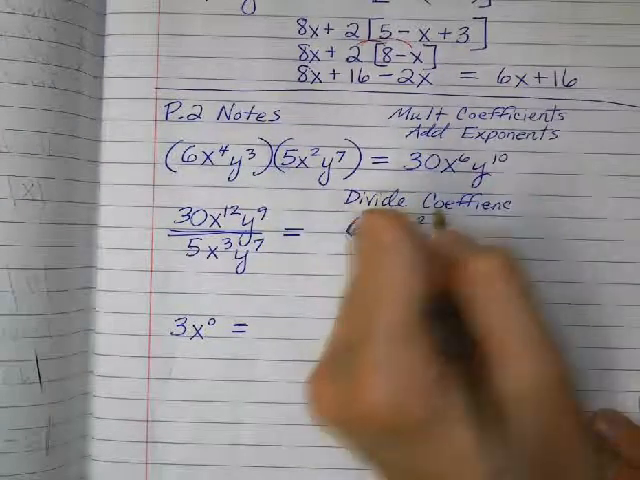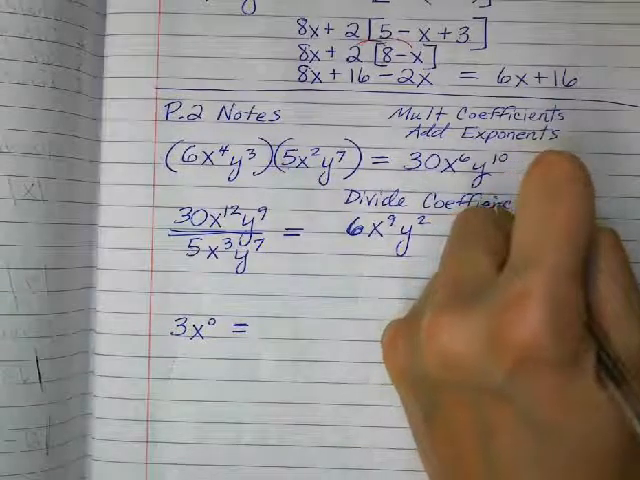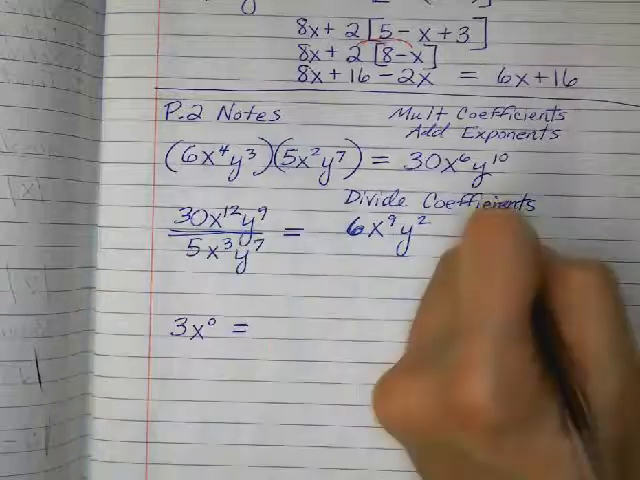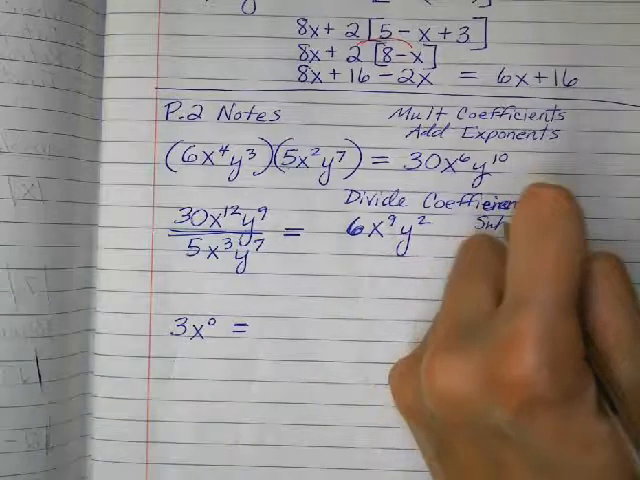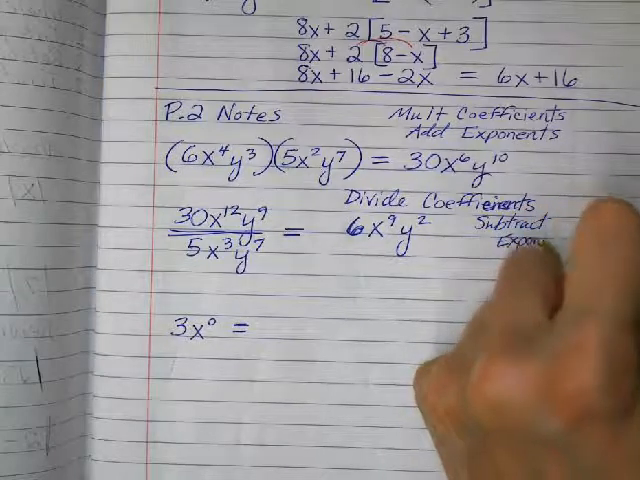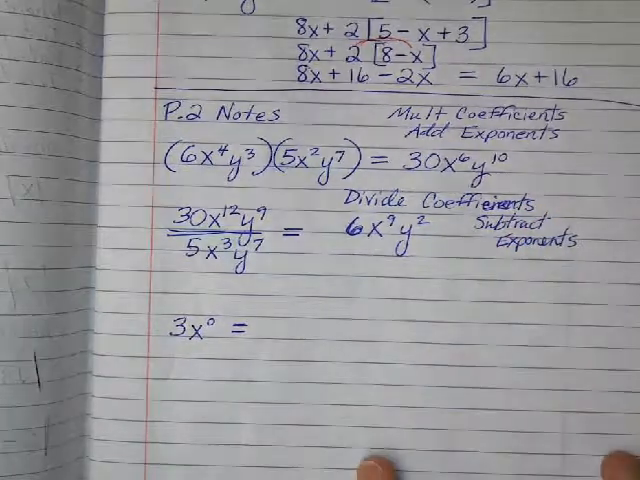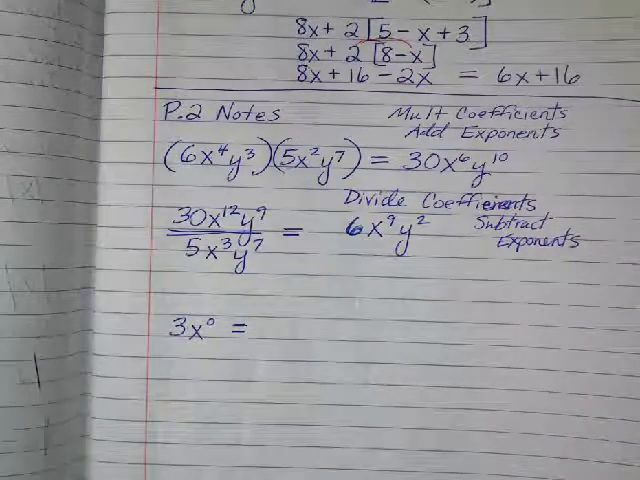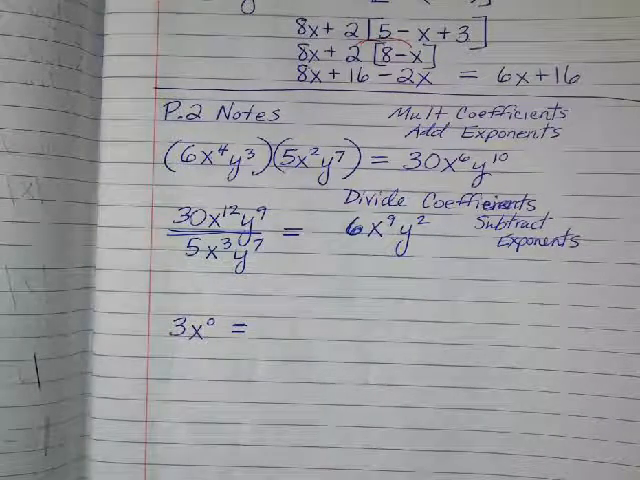Oops, I spelled it wrong. C-E-N-T-S. That's sloppy. Divide your coefficients and subtract your exponents. Write little notes for yourself if you need to. It's notes for you, but some people might say, I don't need to write that, I got it. It's fine. Do what you need to do. Write what you need to write.